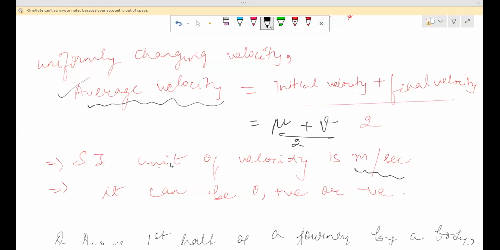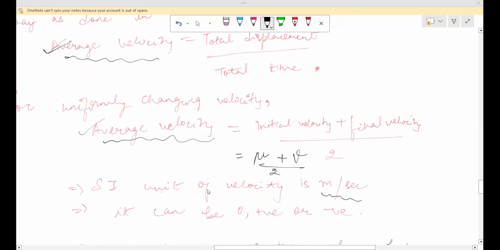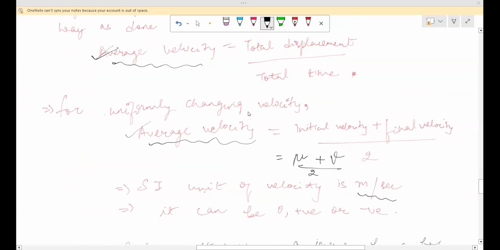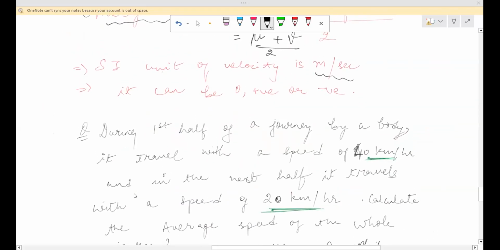Okay, ma'am. All right, Bethel, understood? Yes, ma'am. So, the last point written is for uniformly changing velocity: average velocity is this, the SI unit is this, and it can be 0, positive or negative. Written this much? Yes, ma'am. All the points till yet? Yes, ma'am. Okay, now try this question.